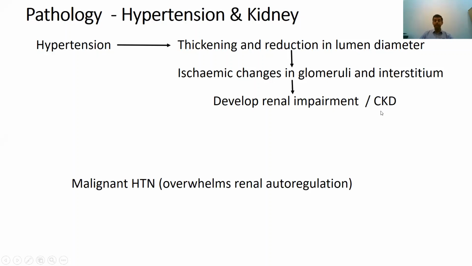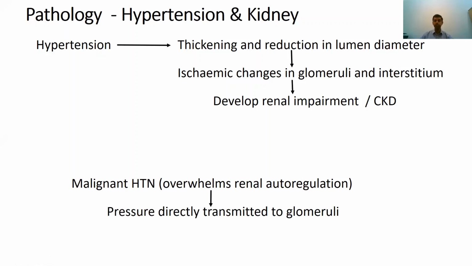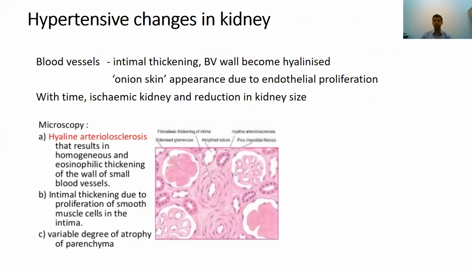In a condition like malignant hypertension, where the blood pressure suddenly goes up or overshoots, the kidneys are not able to auto-regulate this blood pressure. So there is much more damage than with a gradual increase in hypertension, and this damage is very rapid. This pressure directly gets transmitted to the glomeruli and damages the blood vessels, and you get a type of necrosis called fibrinoid necrosis.